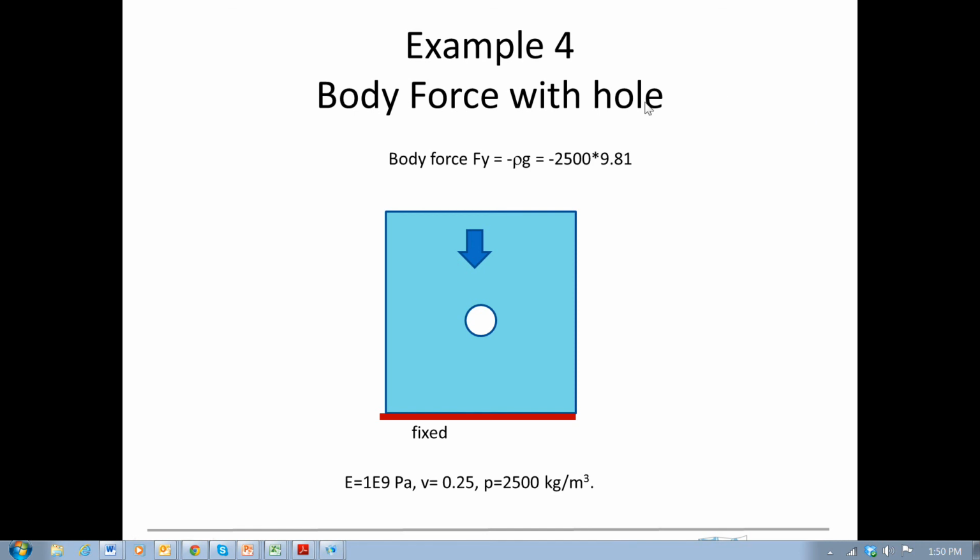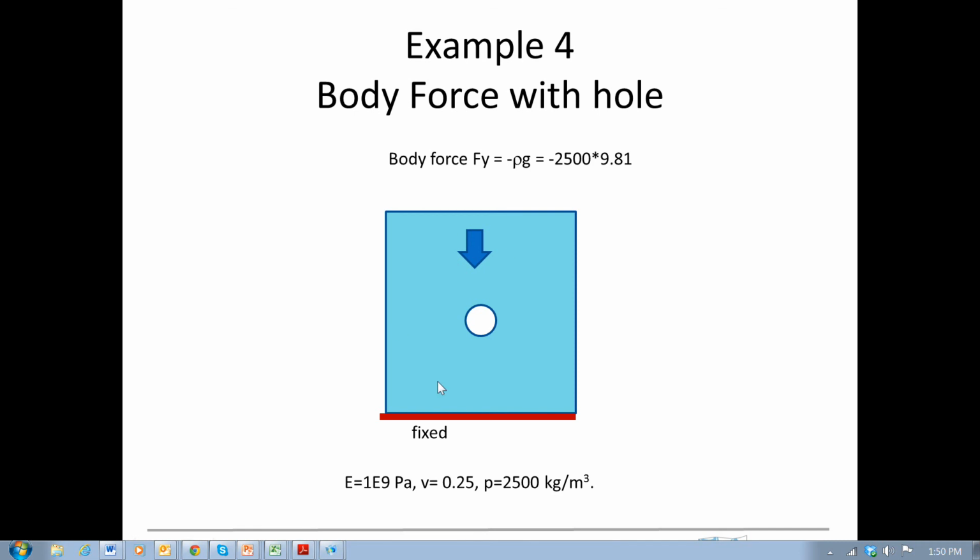Okay, so we can combine these two different concepts, the body force with a circular hole, and we'll set it up like this. What I have in mind here is a material that's loaded by gravity that has a hole put in it, and we'll look at the concentration of the stresses around it. One thing you might use as a visualization of this really idealized case is if you had a block of rock and you wanted to put a tunnel through it.